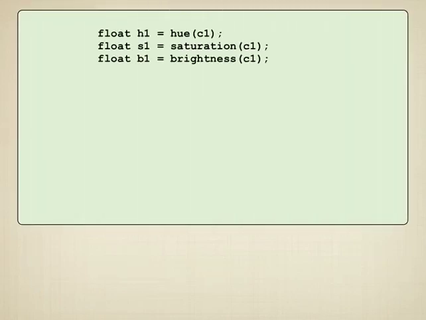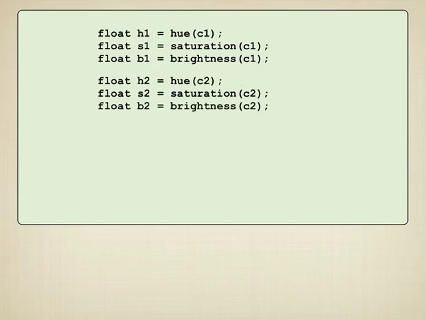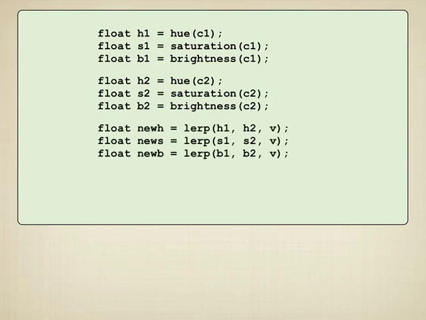I'll take my color c1 and pull it apart into hue, saturation, and brightness, which I'll save in h1, s1, and b1. Then I'll do the very same thing for color 2, and then I'll call lerp 3 times to create a new h, a new s, and a new b by blending the hues, the saturations, and the brightnesses. Then I'll put the color back together again, but remember the default color mode is RGB, so we have to tell Processing when it reassembles the color, do it in HSB mode.